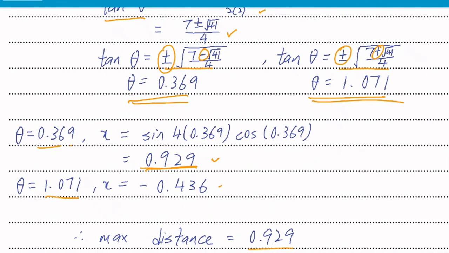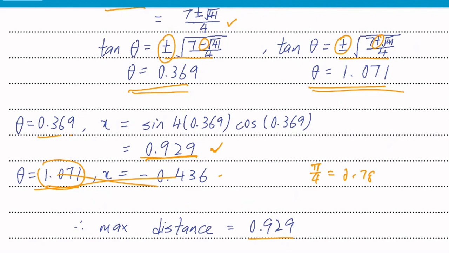In fact, I think I have included this one wrongly as well, because of the value of pi over 4. Let's check what the numerical value is. Pi over 4 is 0.78. So for this one, we don't need to include that anymore. There's only one value at the end, so you can just take this value without doing the checking. The maximum distance that we have for this case is 0.929.